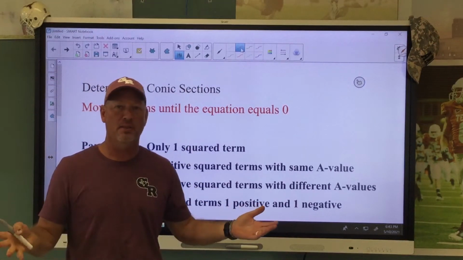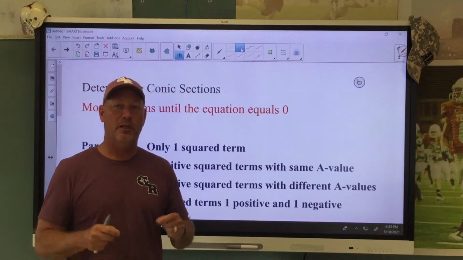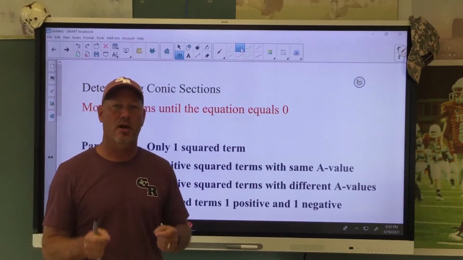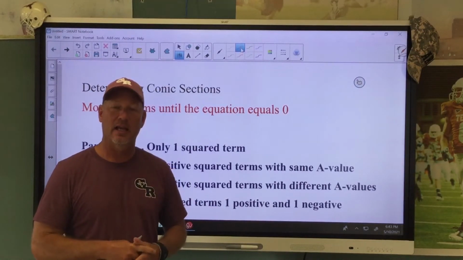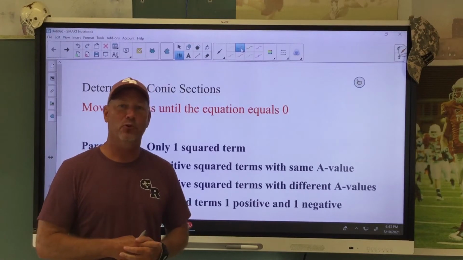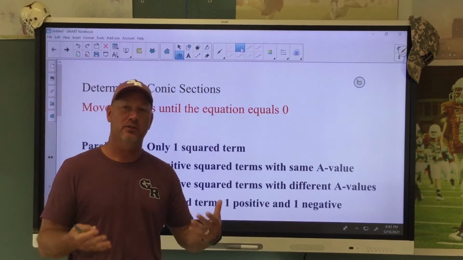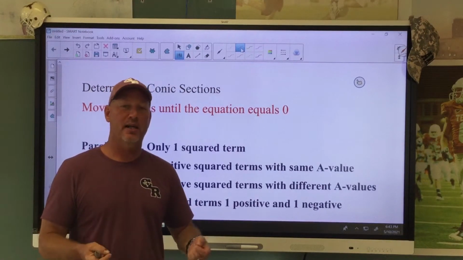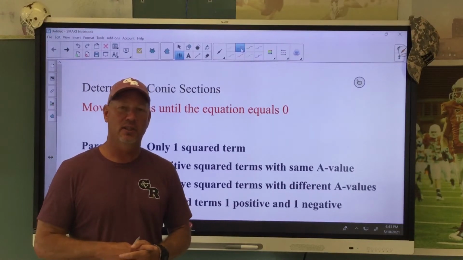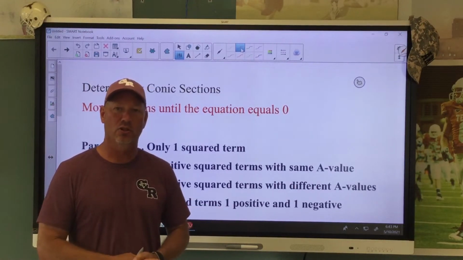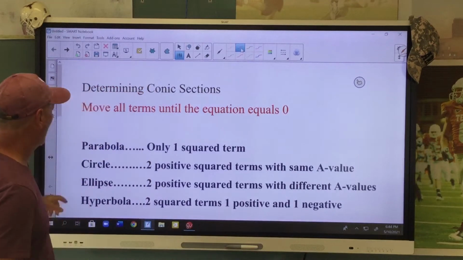Not a very hard concept. All we want you to do is be able to identify what type of conic section it is and also be able to write it in standard form by completing the square. Once you recognize what type of conic section it is, you'll know what the end equation should look like. Okay? All right, first thing.